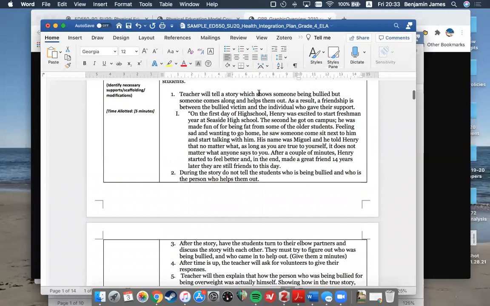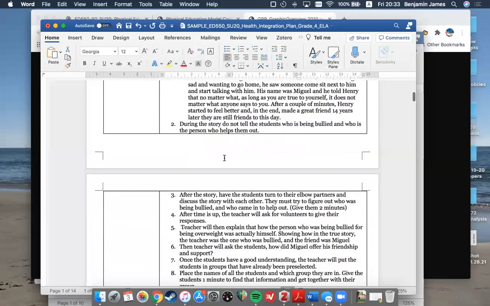Let's see here, what's the question here? So the teacher will tell a story which shows someone being bullied, but someone comes along and helps them out. As a result, a friendship forms between the bullied victim and the individual who gave support. After the students have the story, have the students turn to their elbow partners and discuss the story with each other. They must try to figure out who was being bullied and who came in to help out.